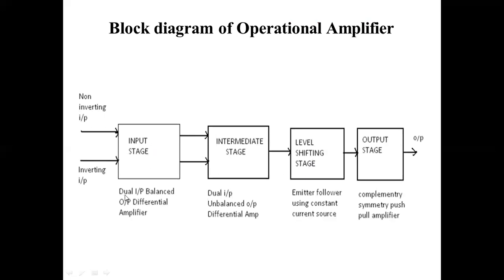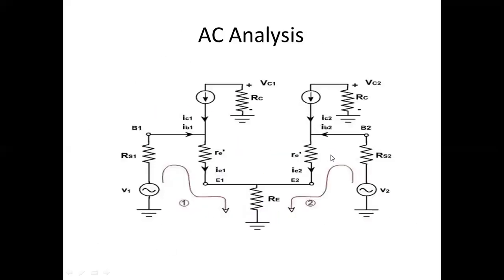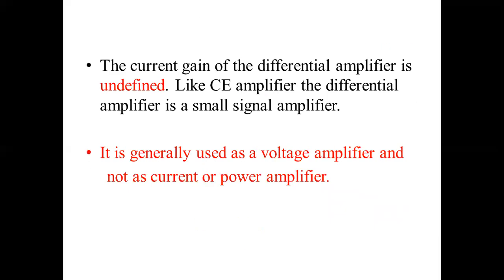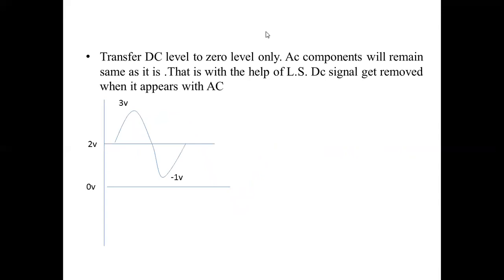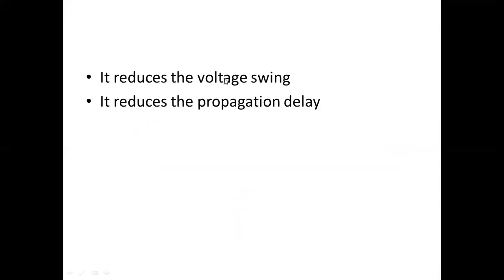The input stage is a dual input balanced output differential amplifier. The intermediate stage is dual input unbalanced output, and hence here we get some DC output voltage, which we give to the level shifting stage. In this session we have discussed this block, the level shifting stage. If the DC voltage is not at the proper or ideal condition, then we have just seen what happens.